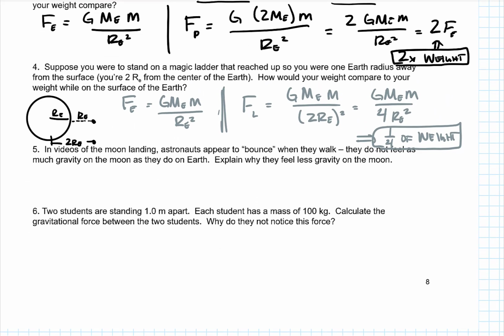In videos of the moon landing, the astronauts appear to bounce when they walk. They don't feel like they have as much gravity on the moon as they do on the Earth. Why do they feel less gravity on the moon?